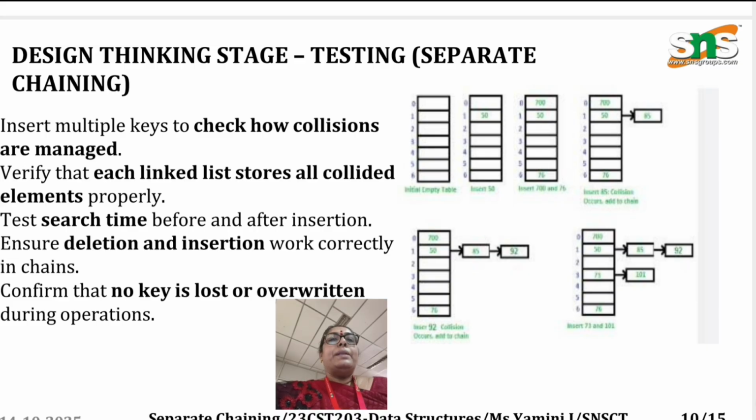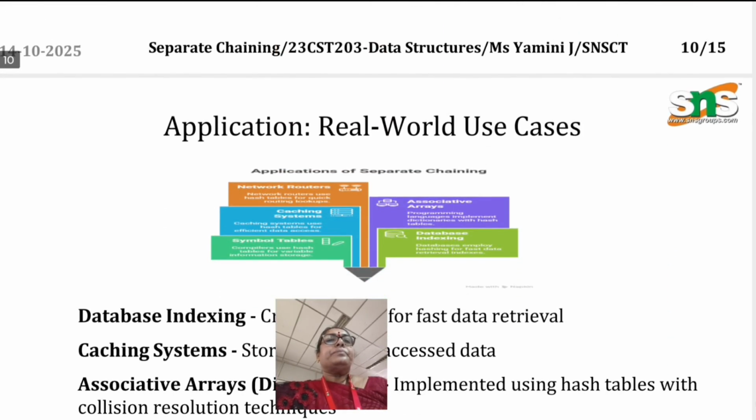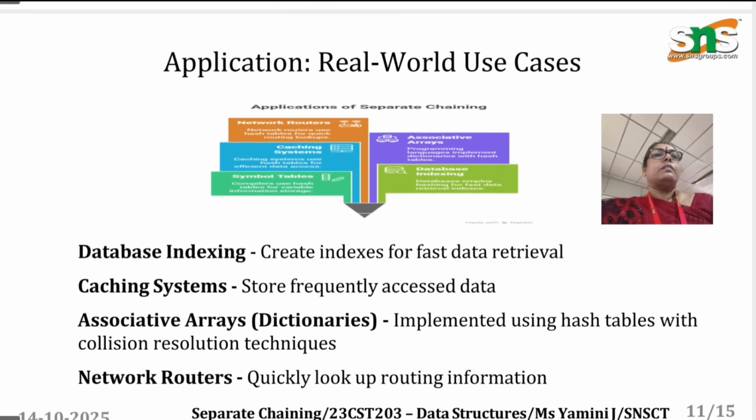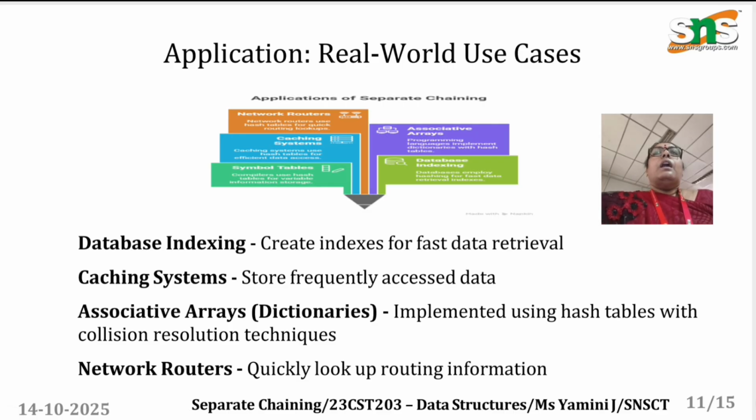Next, applications. Separate chaining is widely used in real-world systems. For example, database indexing for faster data retrieval, caching systems that store frequently accessed data, and associative arrays or dictionaries in programming languages. Even network routers use hashing to quickly look up routing information.